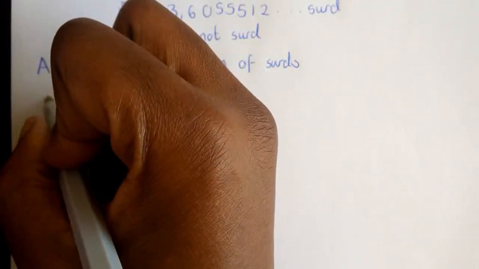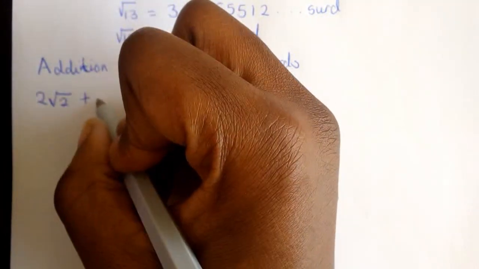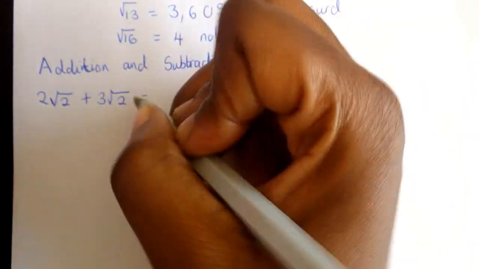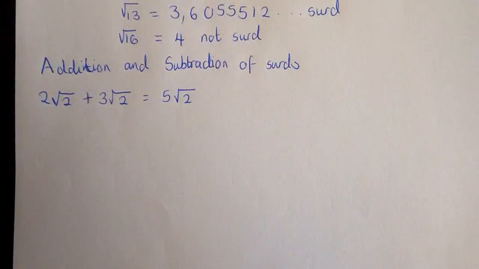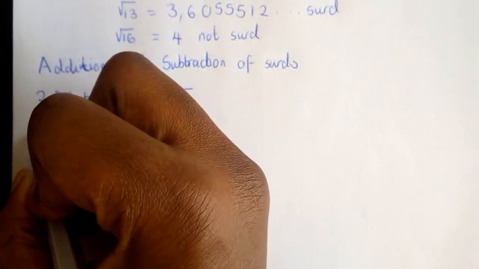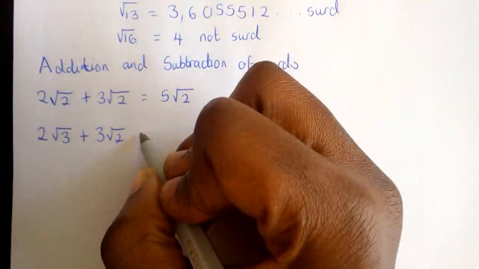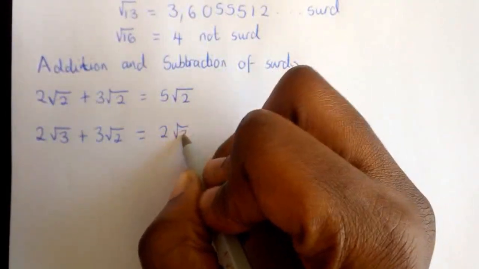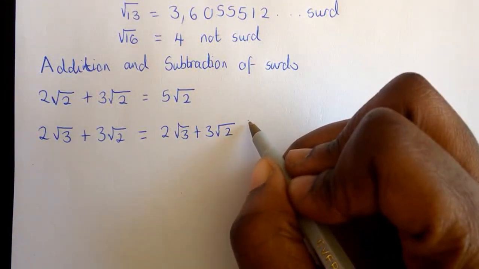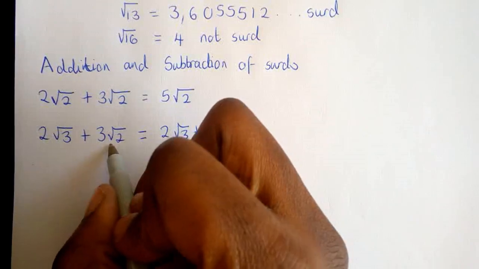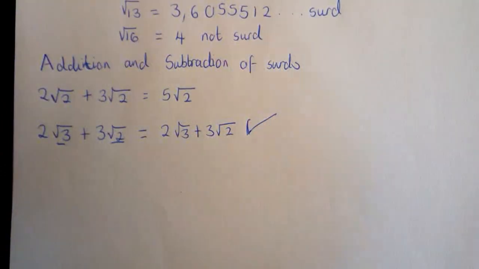So for example, if we say 2 root 2 plus 3 root 2, this is equal to 5 root 2 because the numbers in the square roots are the same. But if we say 2 root 3 plus 3 root 2, this is equal to 2 root 3 plus 3 root 2. You cannot further simplify this because the numbers in the square roots are different. So this is left like this.